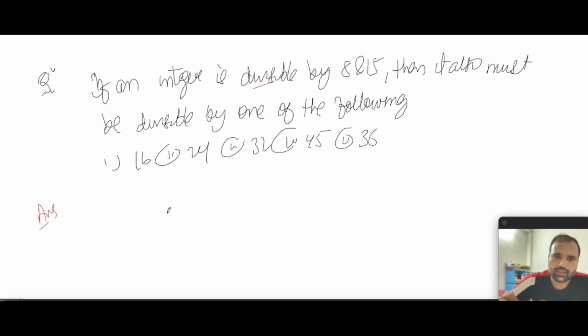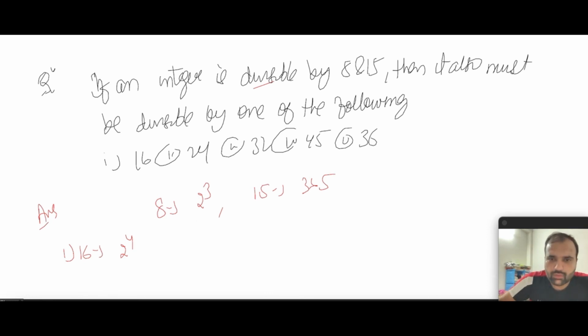How? See again, an integer is divisible by 8 and 15. So how do we write 8? This is 2 cube. And how do we write 15? It's 3 into 5. Okay, so it says that it should be divisible by one of the following. So we have to go case by case. So if we write 16, we have 2 to the power 4.